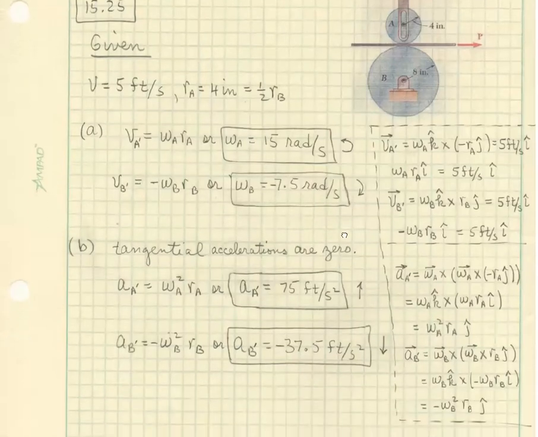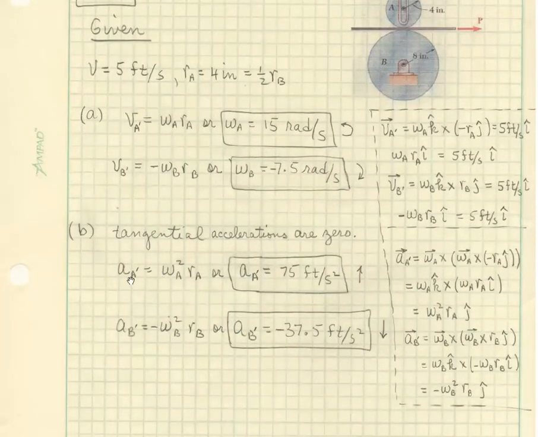Now for the B part, we're going to look at the accelerations of these 2 points, A prime and B prime. The first thing we notice, since this thing is moving through at a constant speed, is that there is no tangential acceleration for these points. So they're all going to be centripetal accelerations. Obviously, the one for A is going to point up, and the one for B is going to point down. But let's take a look at the equations. Typically, you'd have omega A squared times R sub A for the acceleration of A prime, so A sub A prime is 75 feet per second squared up, because it comes out to be a positive number.